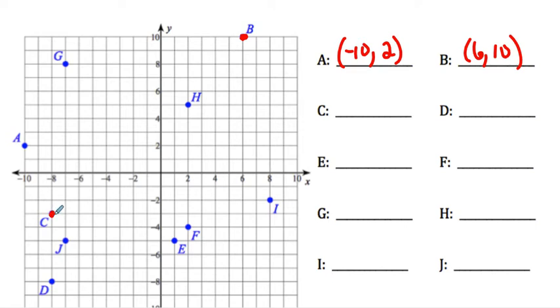Here's C. The x coordinate for C, we're going to the left, negative 8. And then we go down. This line right here is negative 3. So C will be negative 8, negative 3. And D is right here, which is also to the left, negative 8. And it's also down negative 8. So that point will be negative 8, negative 8.